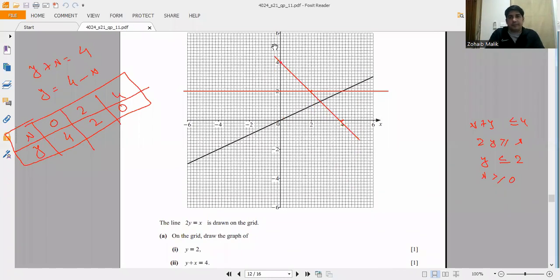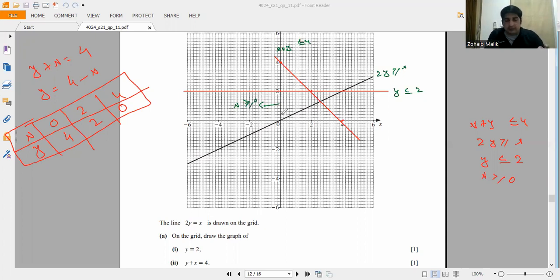Okay, so now we need to shade the area. x plus y equation is, line is this one. We have all drawn this one. x plus y is less than equal to 4. And then 2y line is this one. 2y greater equal to x. And y is equal to 2 is this one. y is smaller equal to 2. And x is equal to 0 is the line which is a vertical line. So it means we can say this one is x is greater than equal to 0.